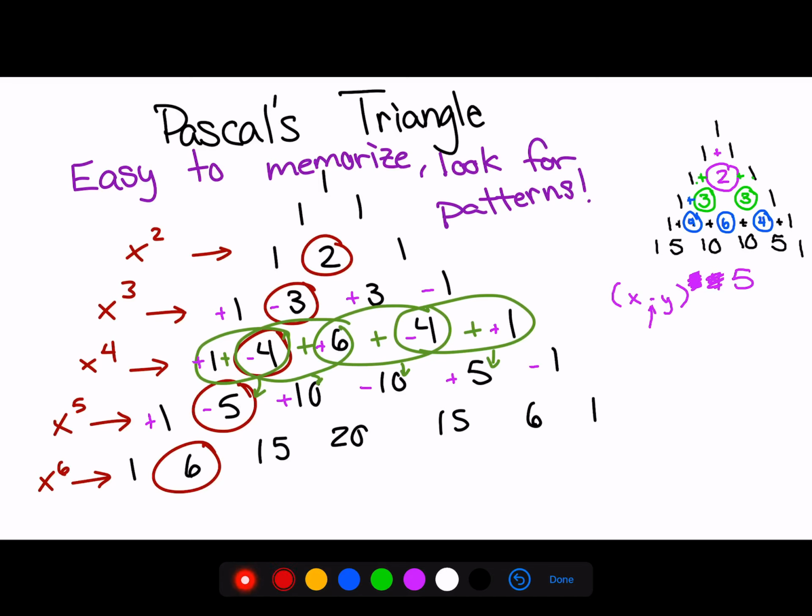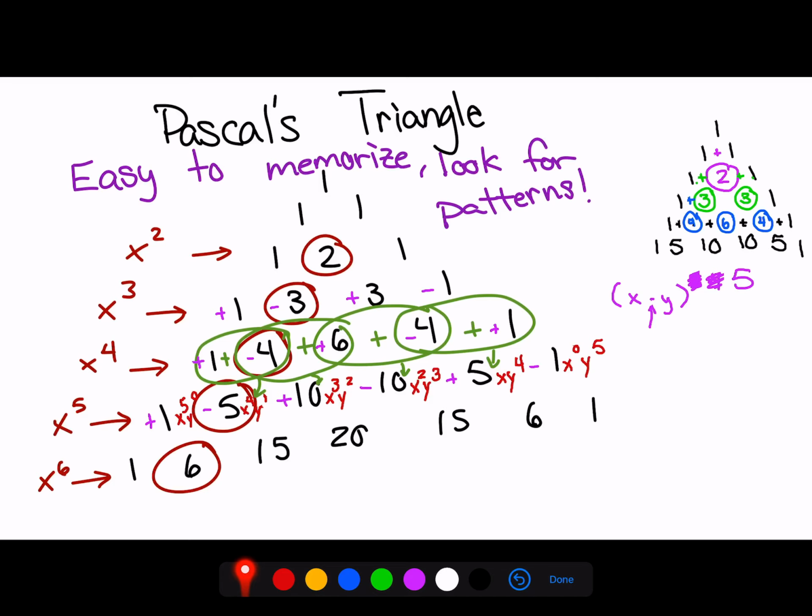So this would be x to the 5th, y to the 0, x to the 4th, y to the 1st, x cubed, y squared, x squared, y cubed, x, y to the 4th, and x to the 0, y to the 5th. So again, x's are decreasing, y's are increasing. So that's the way that Pascal's triangle works.